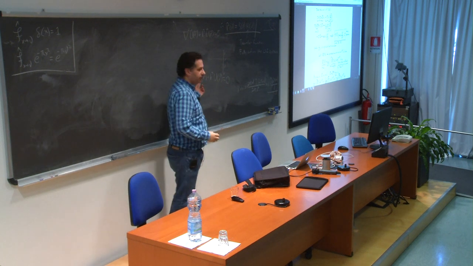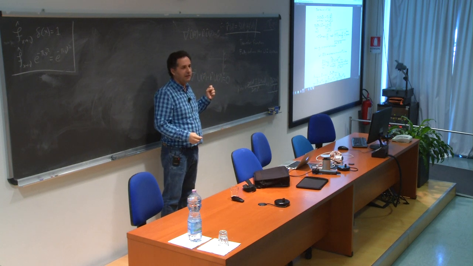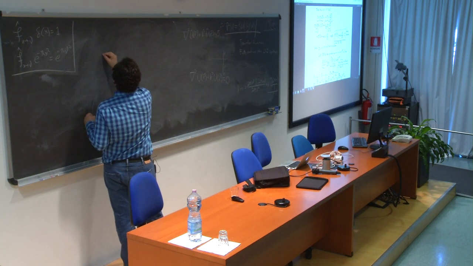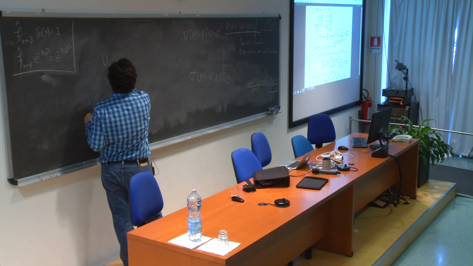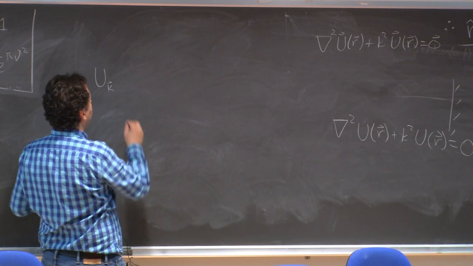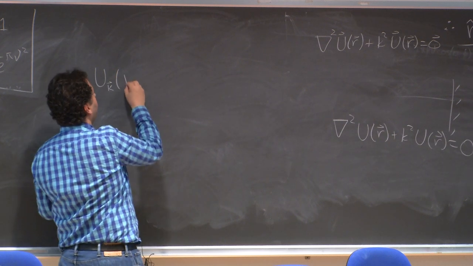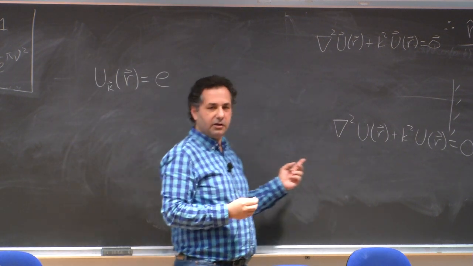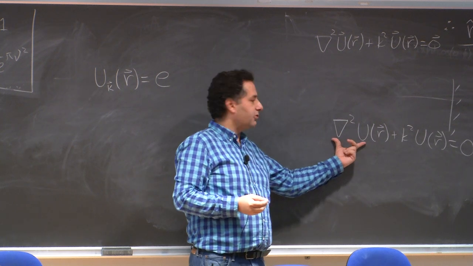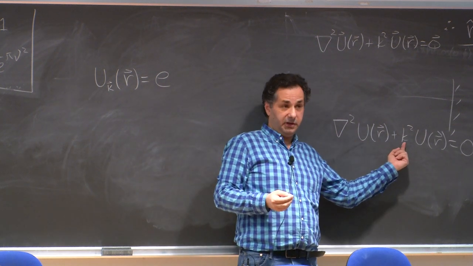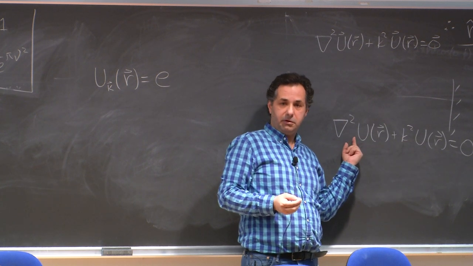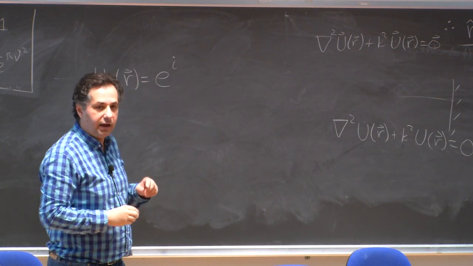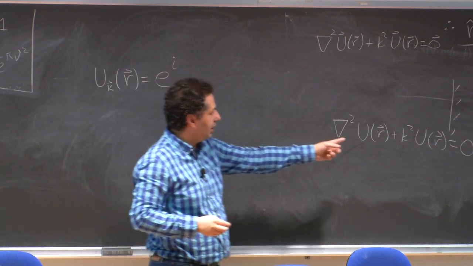Can anyone tell me a solution of this equation, a very simple solution, the simplest you can find? Exponential. So let me say, u_k(r) is equal to an exponential. Because I know that when I take a second derivative, it has to give me something negative so that it cancels this positive thing. So to get a negative second derivative, I need to put i here. And then I need something that gives me something like a square.